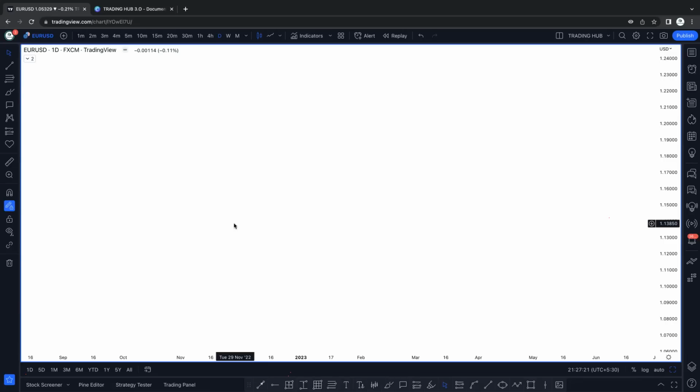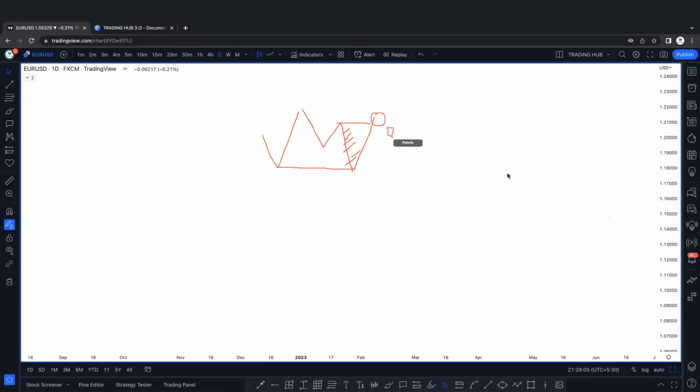For example, in M1, if I have a CHoCH, can I start searching for entries from a previous candle sweep high when price takes out the inducement, or in this movement? Or do I have to wait for the price to take out the inducement, then I can start searching for the previous candle high taken out for entries?